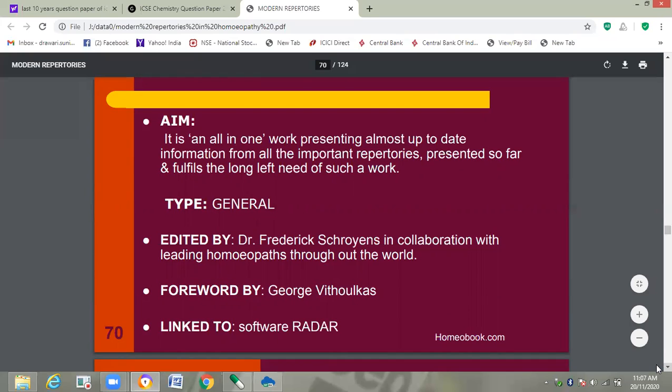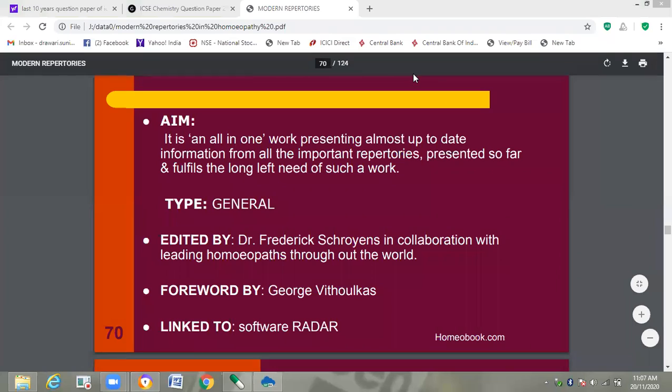to collect all the up-to-date information from all important repertories, as well as with the help of all leading homeopathic practitioners throughout the world. He collected information, and by collecting all this information, he constructed this very useful repertory, that is Synthesis Repertory.